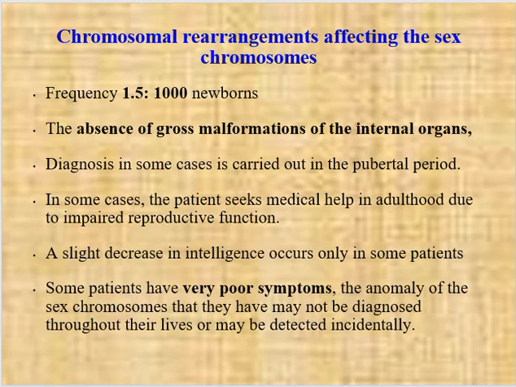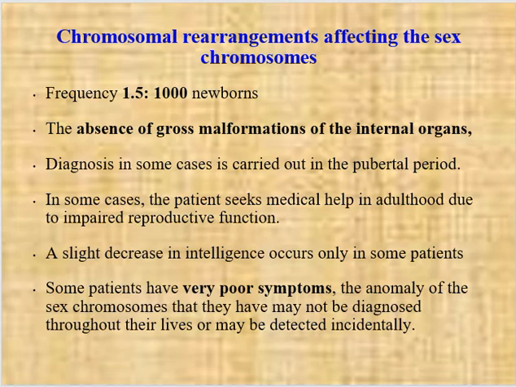Chromosomal rearrangements affecting the sex chromosomes. Frequency 1 in 500 to 1,000 newborns. The absence of gross malformations of the internal organs. Diagnosis in some cases is carried out in the pubertal period. In some cases, the patient seeks medical help in adulthood due to impaired reproductive function. A slight decrease in intelligence occurs only in some patients.